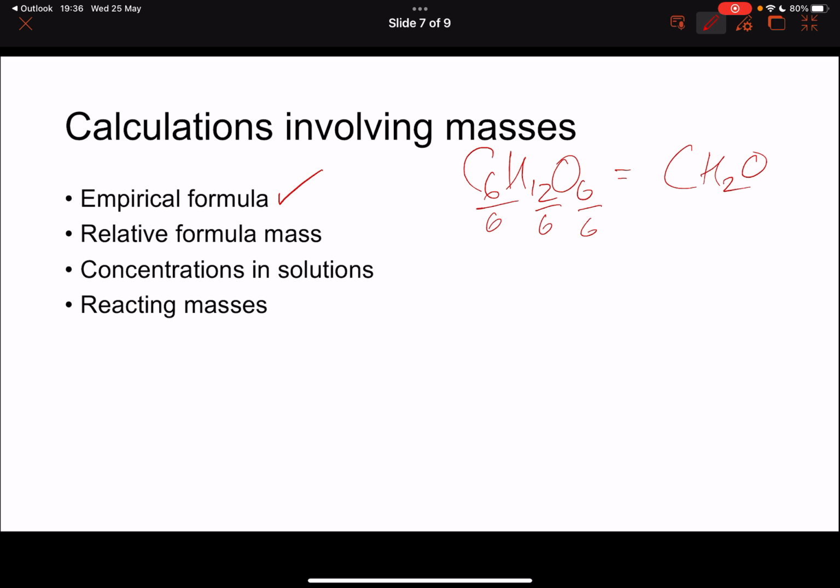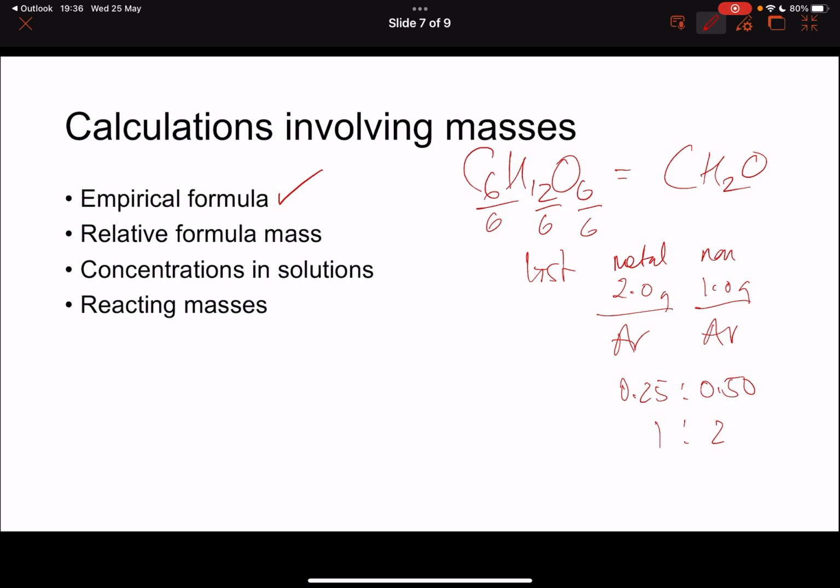To work out empirical formula, list your elements. Let's say you've got a metal and a non-metal. Write their masses. I don't know, I'm just making these up. Divide by the atomic mass of each metal and non-metal, and then you need to ratio your answer. Let's say it comes to that, and then the ratio is 1 to 2. So MN2, etc. Just a quick example for you.